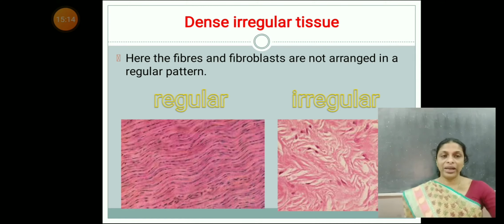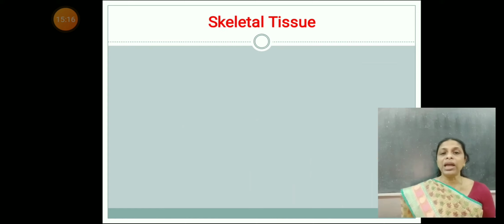Hope it's clear? Right. Now we will move on to the next type of tissue, which is the skeletal tissue. So which are the two skeletal tissues? That is bone and cartilage. These are the two skeletal tissues. You have studied about bones. How many bones are there in our body? There are 206 bones in our body, isn't it?